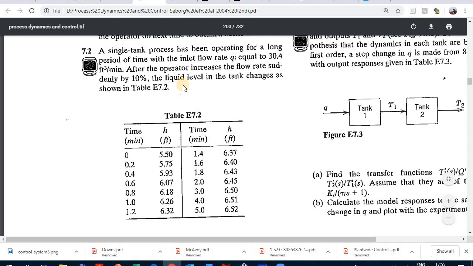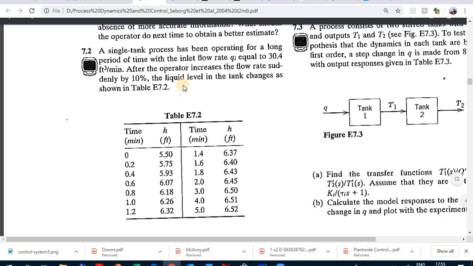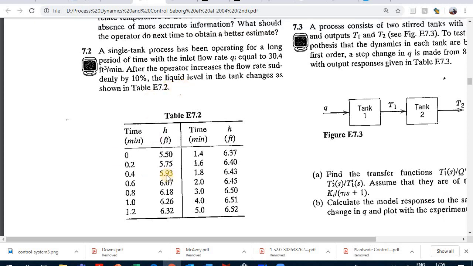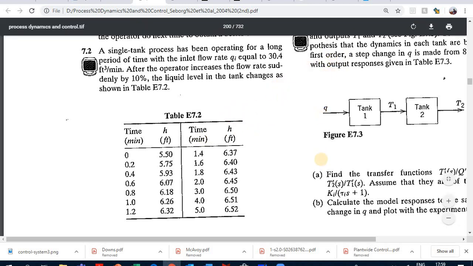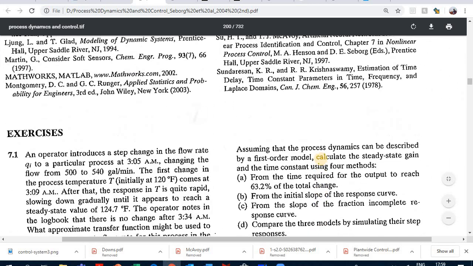I'm still in the process of finding the answer. So here we have this table given to us in 7.2. From this table, there are many ideas coming to my head about how we can solve this problem. But let us see what is requested from this problem.